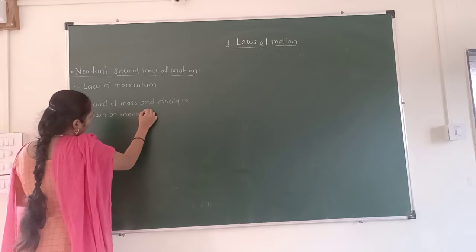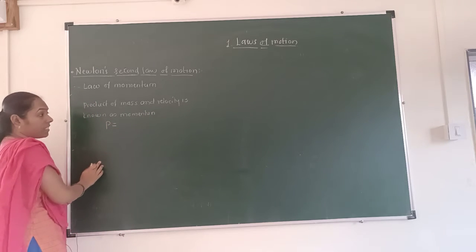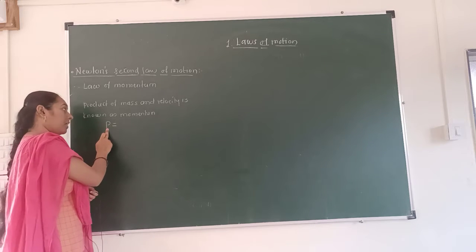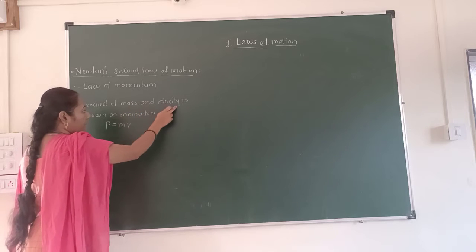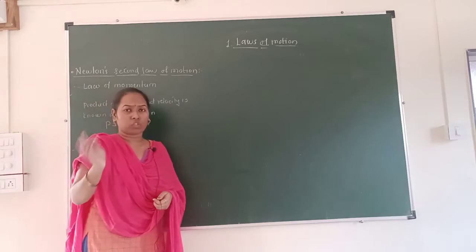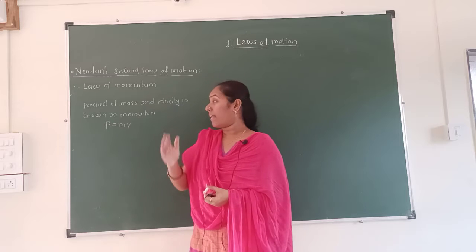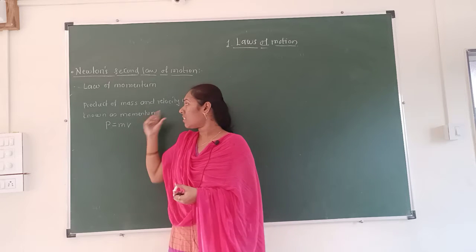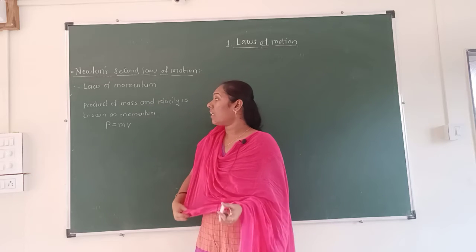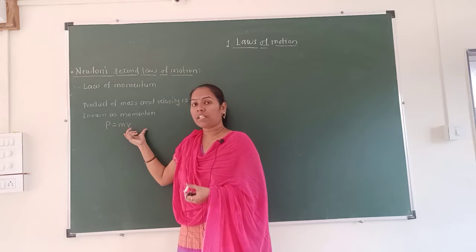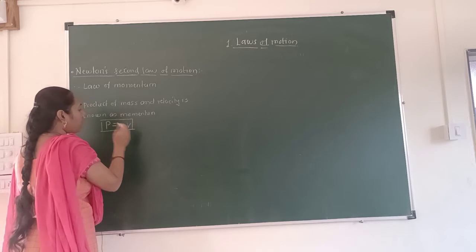momentum. Therefore, I will write here that momentum is denoted by the letter P, and momentum P is equal to m into v, that is the mass and velocity. Consider any object which is in motion, each object has a particular velocity and mass. Newton said about these two quantities, the relation between them, that the product of mass and velocity is nothing but the momentum. It is the multiplication of mass and velocity.